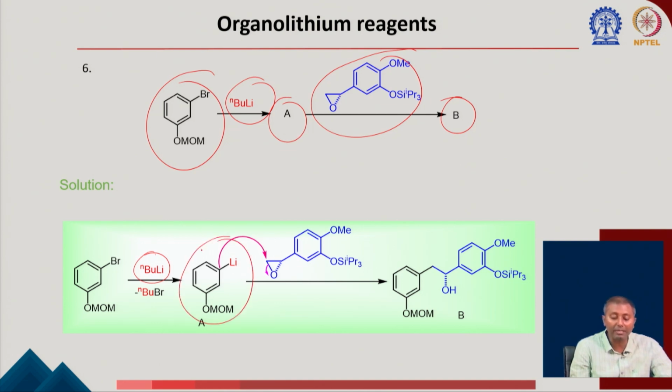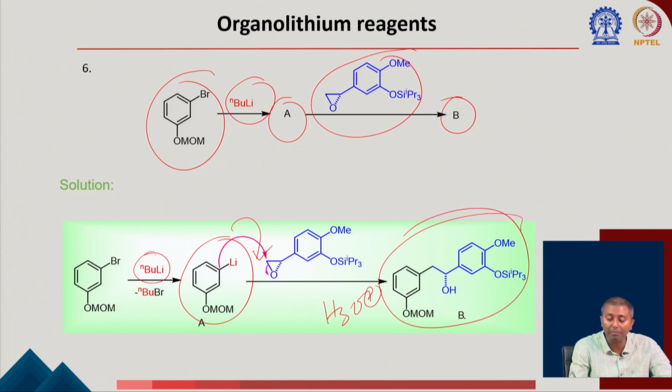Okay, after the metal halogen exchange, it can add to the epoxide and it is going to attack the less hindered side of the epoxide. As I mentioned before, that's how the reaction is going to happen, and then after it takes the H3O plus, it is going to form this corresponding alcohol.